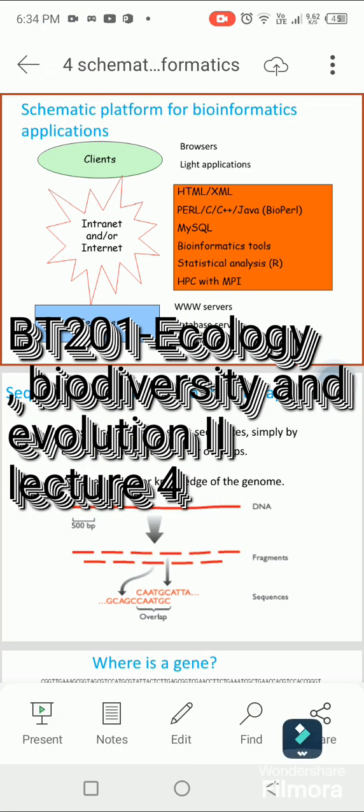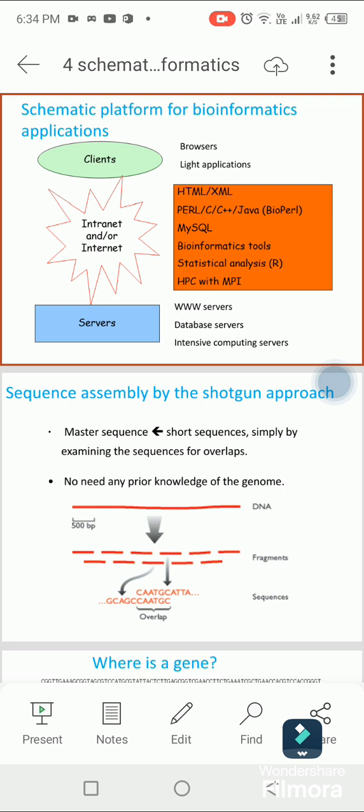Schematic platform for bioinformatics applications: intranet and/or internet, clients and servers, browsers, light applications, HTML or XML, Perl or C or C++, Java, BioPerl, MySQL, SQL, bioinformatics tools, statistical analysis, HPC with MPI, WWW servers.